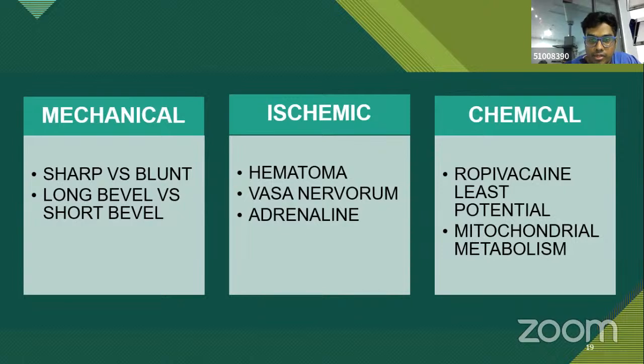Then ischemic, of course, hematoma, and the vasa nervorum, which supplies the nerve, and the adrenaline that we use because of the vasoconstriction. Now, among all the local anesthesia medications, ropivacaine is the least neurotoxic.